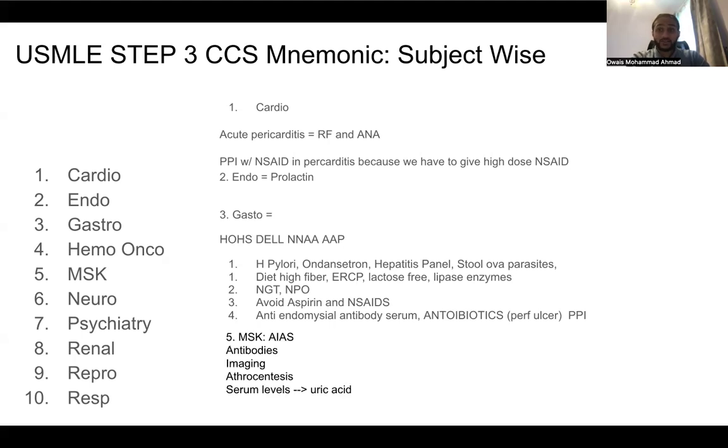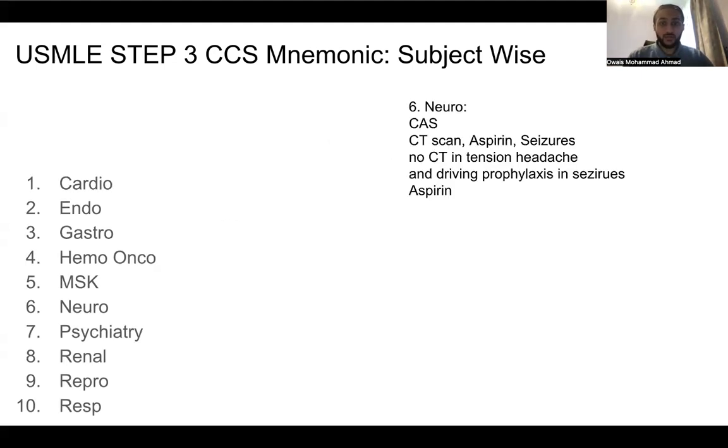Let's go to musculoskeletal. Now, this is going to be four key tests. You can remember this as AIAS. A stands for antibodies. I stands for imaging, so that can be ultrasound or X-rays of that specific joint, whether it is the fingers, the knees, or the hands. You want to look into that. And then we can also have arthrocentesis. And S stands for serum uric acid levels over here.